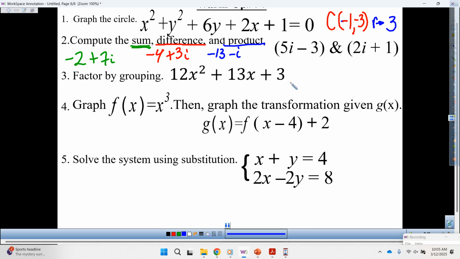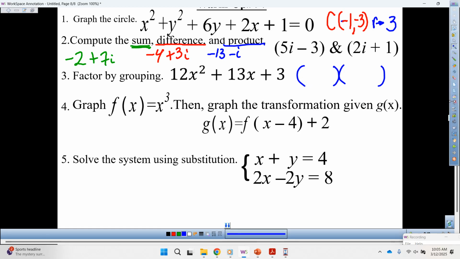Factors for number 3. Pass on one, Mario. Elisa. All right. Pass on one. Enrique, what did you get? You didn't do it? Oh, you were confused on that one.